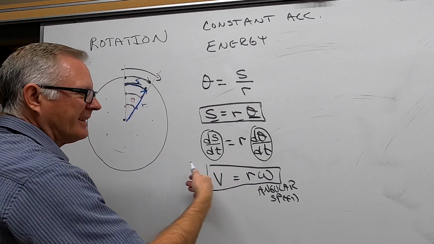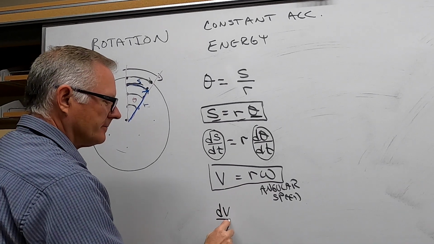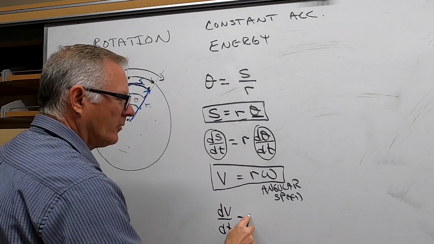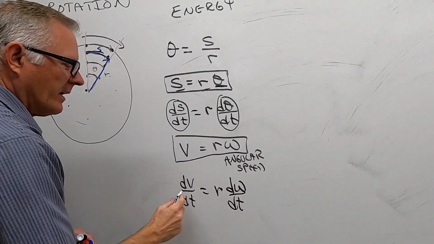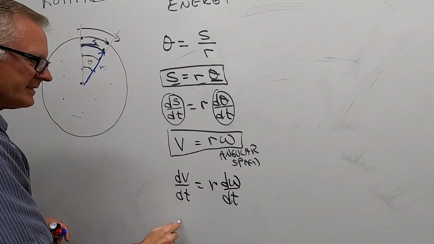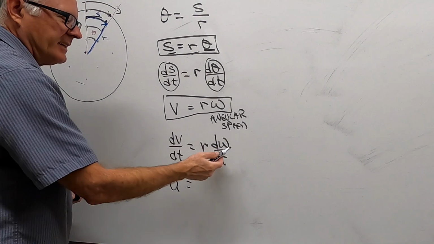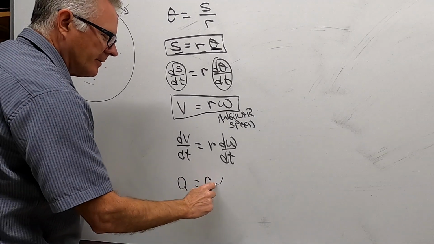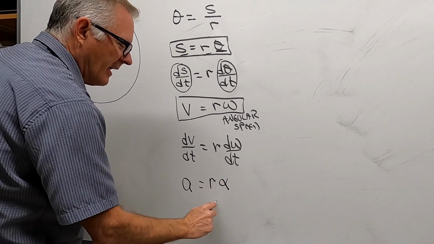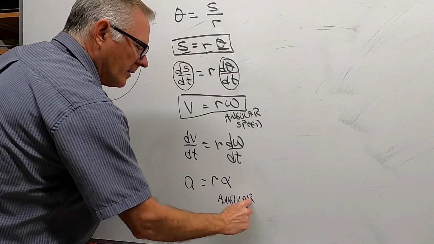Now, if we wanted to take the next derivative, this would be dv dt equals r d omega dt. Well, this was our definition of acceleration, and we're going to call d omega dt the angular acceleration. So this is r times the angular acceleration.